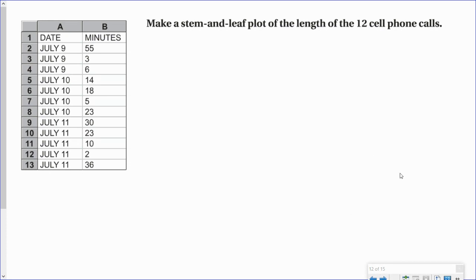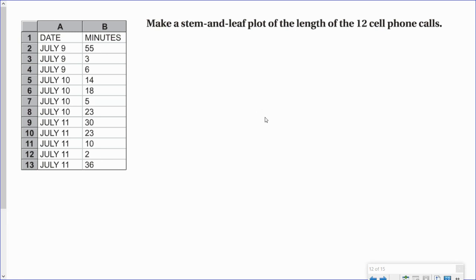We're going to make a stem and leaf plot, and it's for the length of 12 different phone calls that were made on a cell phone. So you can see the table here with all the data of how long these cell phone calls were. And it's kind of nice if you can look for the highest and the lowest amounts. So as I scan through these, looking for the highest and the lowest, it looks like on July 11th, a 2-minute call was the shortest. And then it looks like we go all the way up to 55.